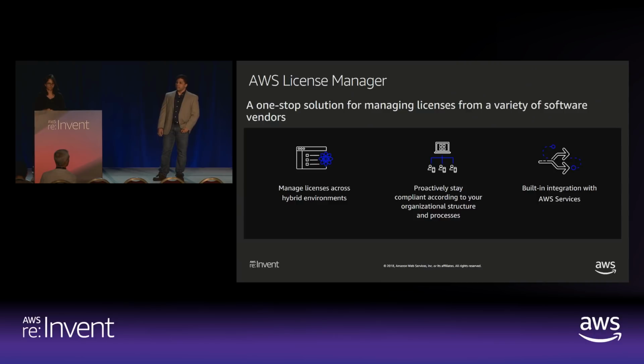AWS License Manager helps you manage licenses across your hybrid environments, across AWS and on-premises. With License Manager, you get the flexibility in bringing in your customized terms in your enterprise agreements. And you can manage licenses based on your organizational processes and structure. AWS License Manager has built-in integration with various services within AWS to give you a seamless license management experience. We will talk about the built-in integrations later in the presentation.